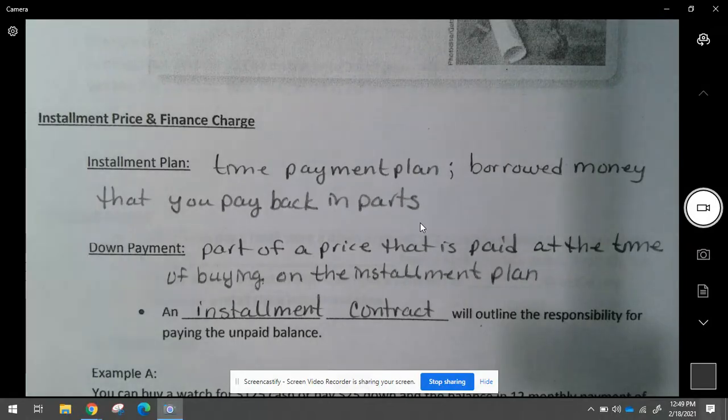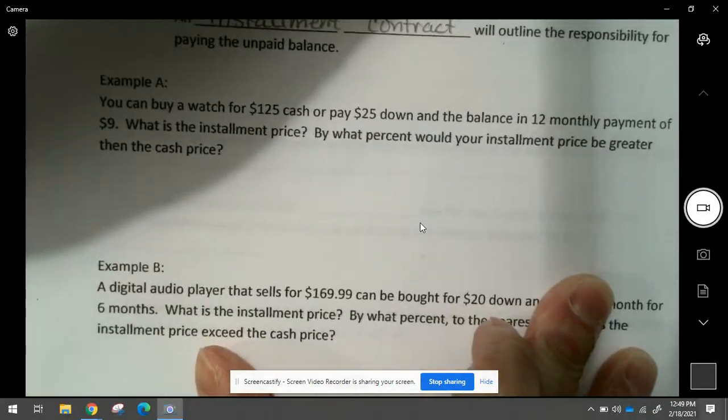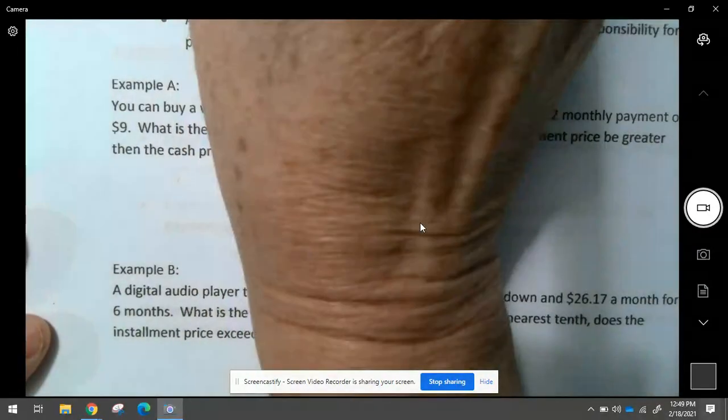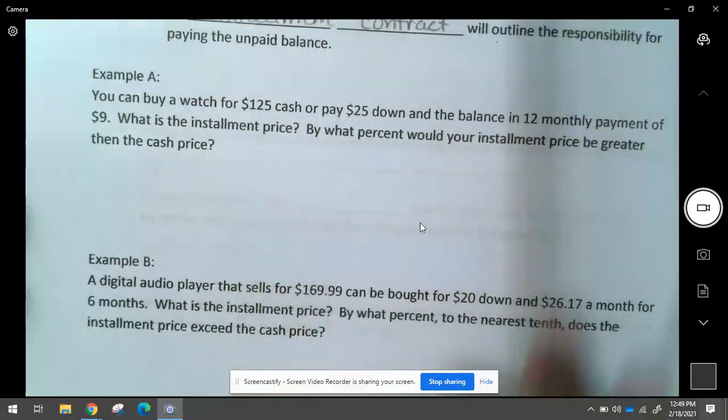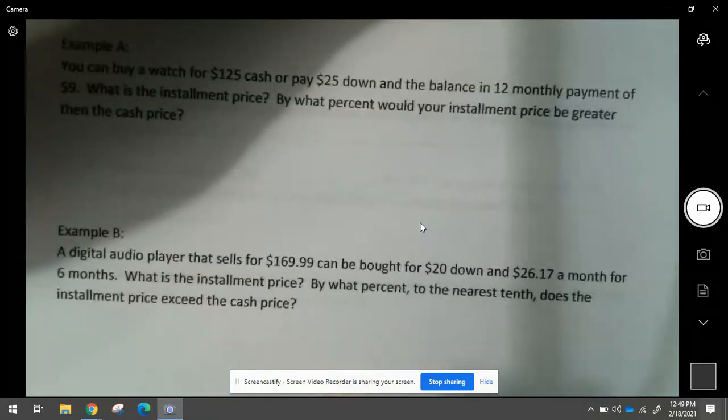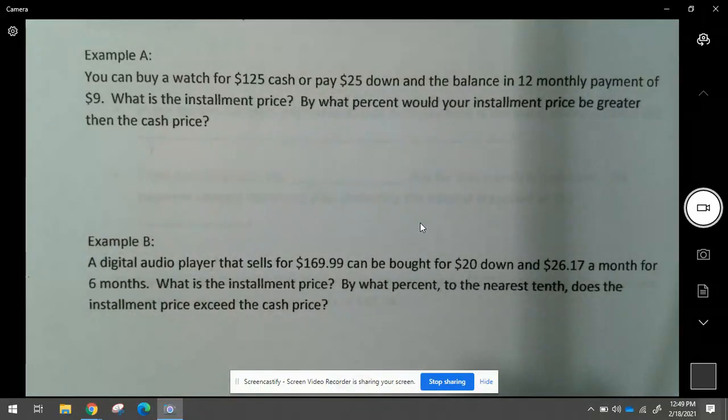So let's look at an example here of a problem. Let me get my camera set up right. I apologize for the shadow. Example A. You can buy a watch for $125 cash or pay $25 down and the balance in 12 monthly payments of $9. What is the installment price? By what percent would your installment price be greater than the cash price?